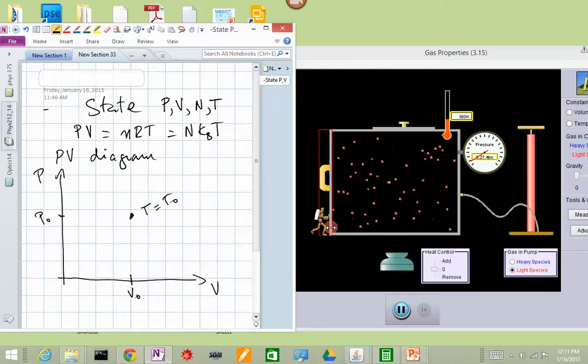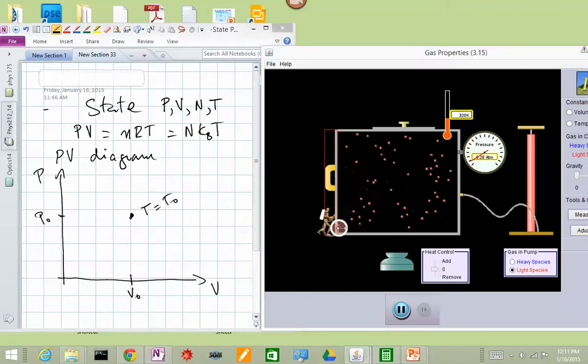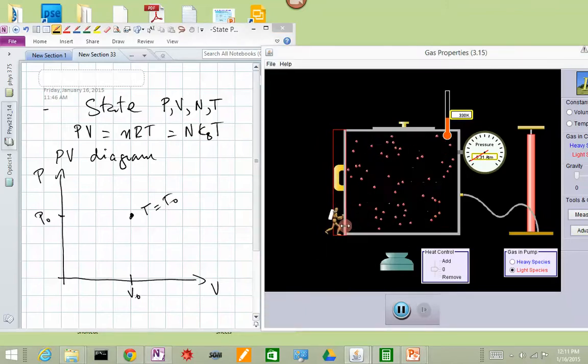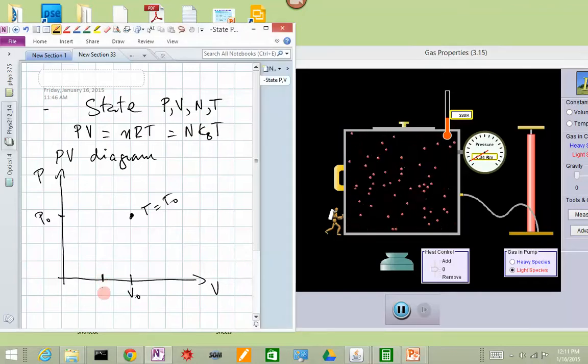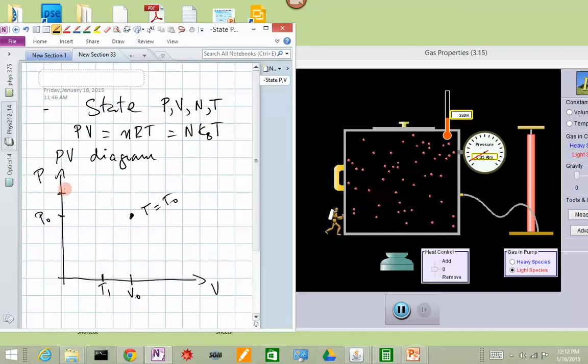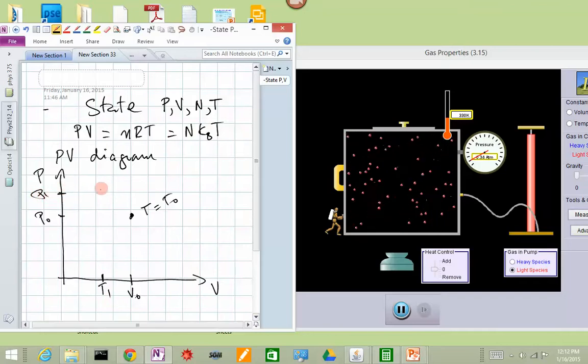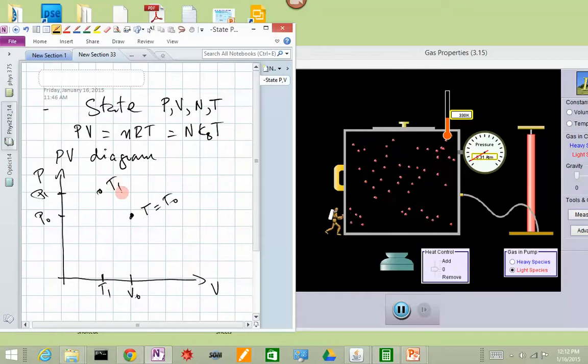So now we can change this, right? We can take and change the volume, for instance. Let's change the volume. So now we have a new volume V1, and the pressure has increased, so now we have a pressure P1, which is somewhere here. And also we have a new temperature T1. So this is a new state here.